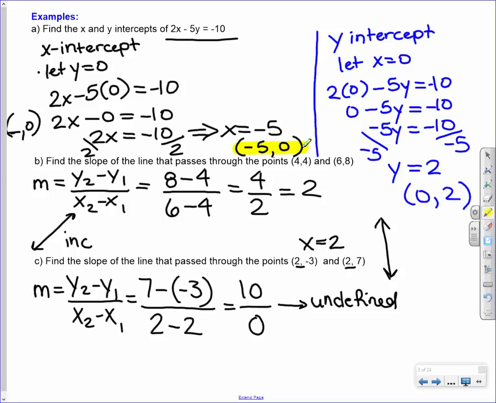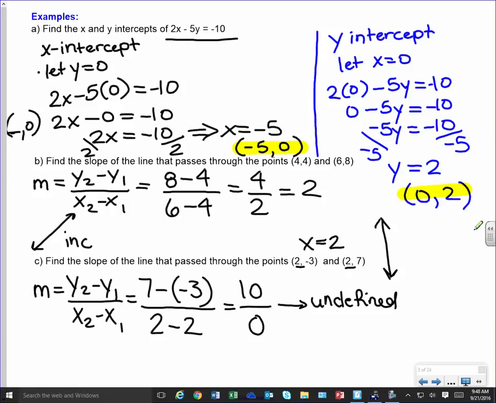Okay, that's my x-intercept. Now to do the y-intercept, I let x equal to 0, so I go back to this original equation, plug in a 0 for x, and I solve this. So now I get negative 5y equals 10. I divide both sides by negative 5, and I get negative 2. So now my y-intercept here is 0, negative 2. Okay, so that's how we could find x and y intercepts.